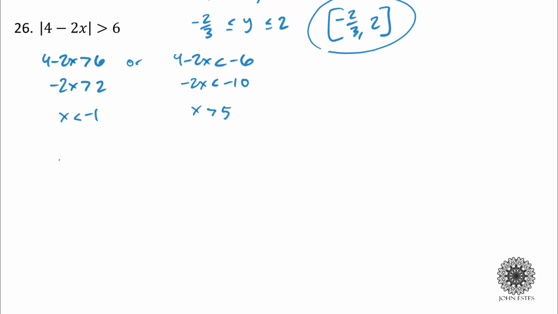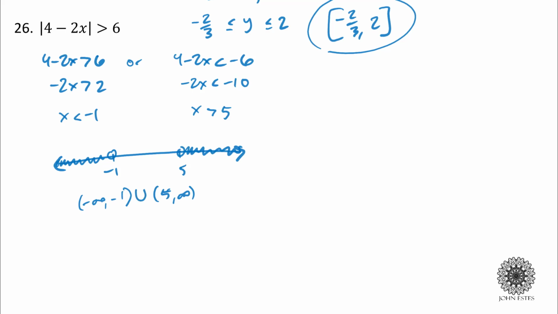So this time, if you look at the number line, here's negative 1, here's 5. Neither included. And this says less than negative 1 and greater than 5. So I'm out here in these tails like this. In interval notation, you write the first interval as negative infinity to negative 1, the second one as 5 to infinity, and then to show that they're together, you union them together like this. And that would be my solution.